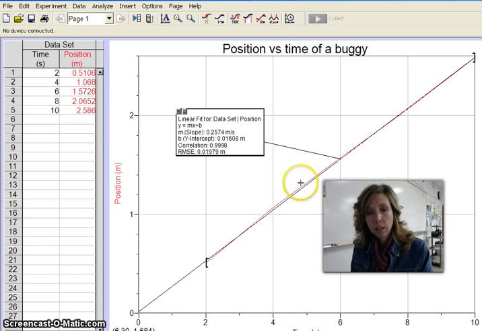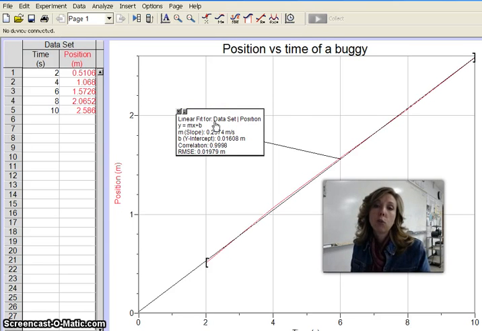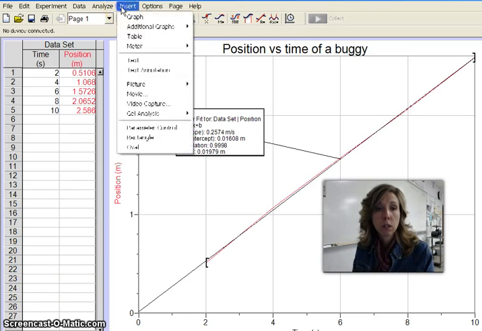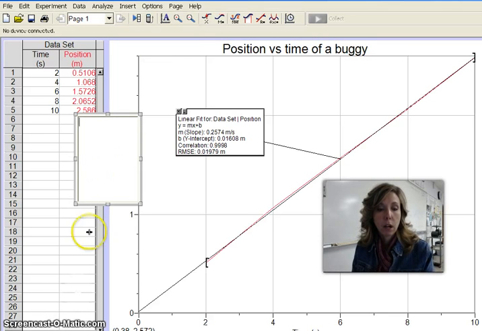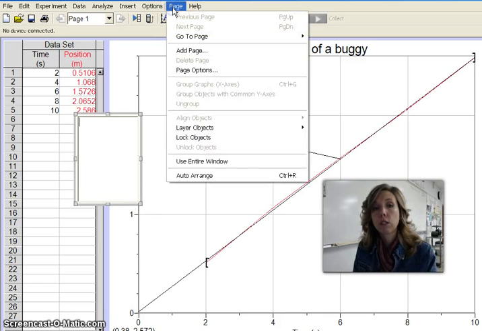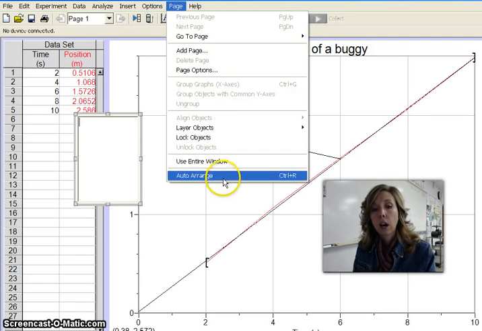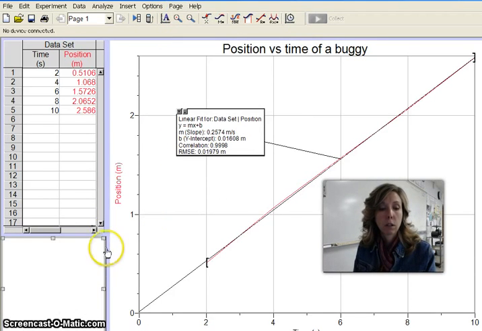So because of that, we're going to utilize this y equals mx plus b form, which is our general equation for any straight line, to write a specific equation for this particular data set. To do that, I'm going to get a text box and place it down here by going to Insert, and I'm going to choose Text, and it shows up here. I kind of like it down here just so it's a little bit more organized, so an easy way to do that is to choose Page and Auto Arrange, and so here it is.